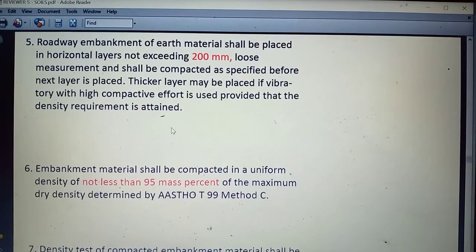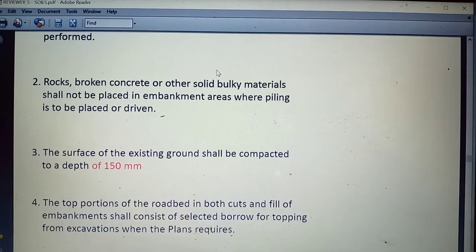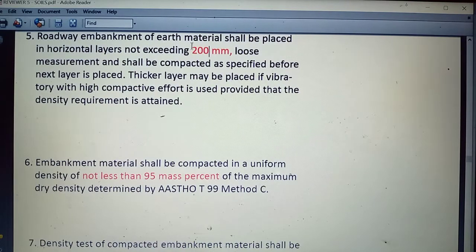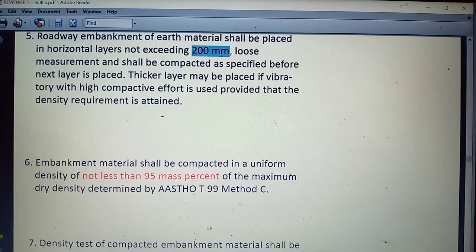Number 5 is road embankment of earth material shall be placed in horizontal layers not exceeding 200 mm. Dito, existing ground, ito, 200 mm, for roadway embankment. So, sa sinabi ko na, palitan nyo na lang yung 150 mm ng 200 mm. Dapat 200 mm or 8 inches, layer by layer, tsaka i-compact until sa time na ma-attain mo yung compaction na hinahanap mo.